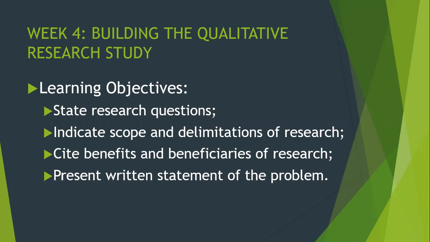So before everything else, let us first read the following objectives. First, state research questions, indicate scope and the limitations of research, cite benefits and beneficiaries of research, and present the written statement of the problem. Your statement of the problem here, class, consists of the general problem and the specific problems. So those are your research questions. And this should be your output for the whole week.